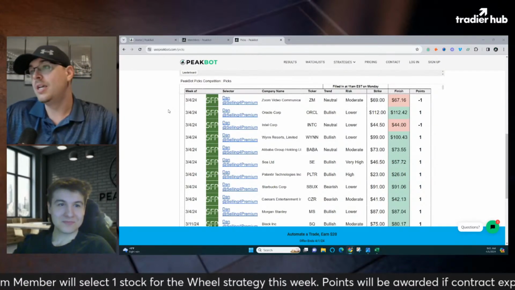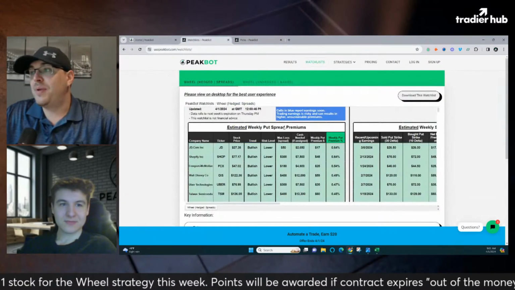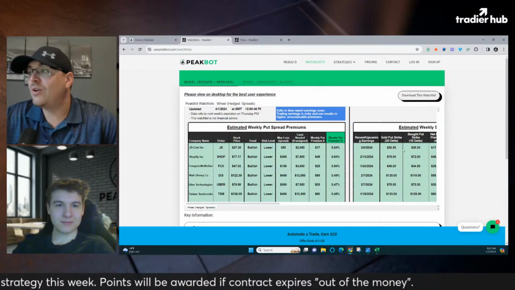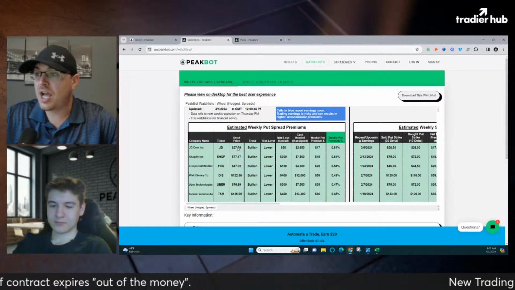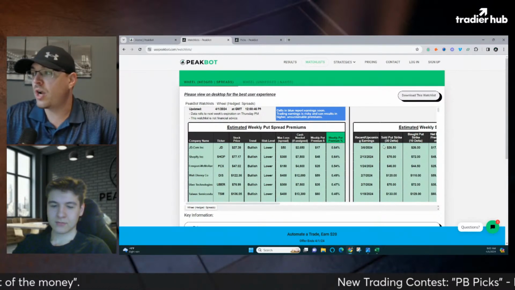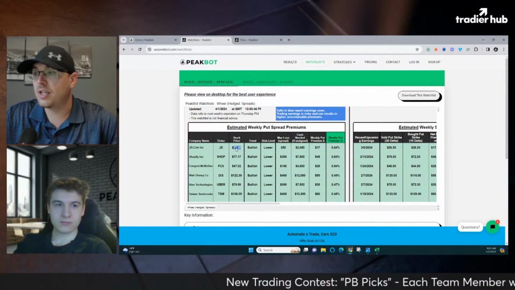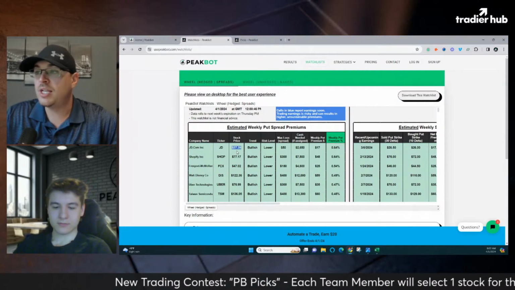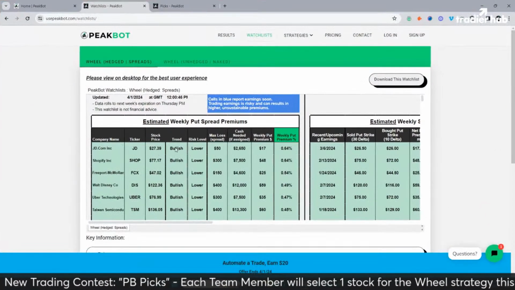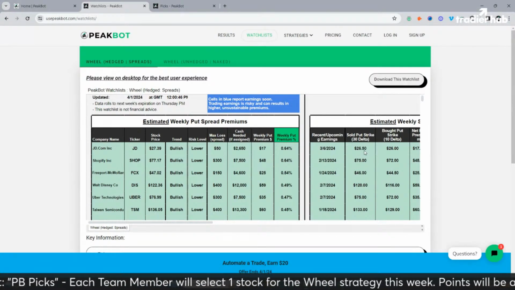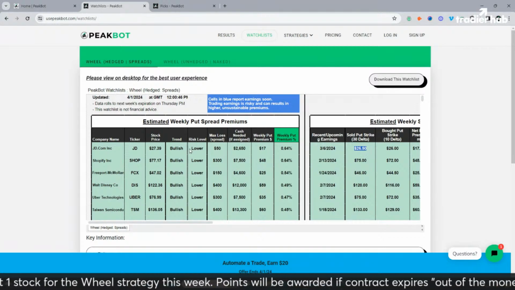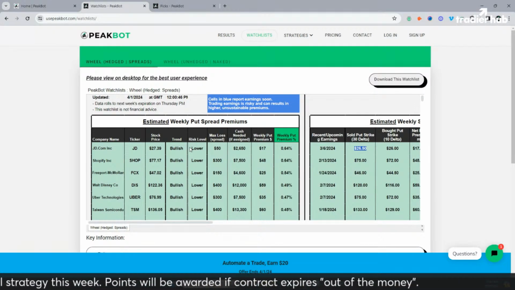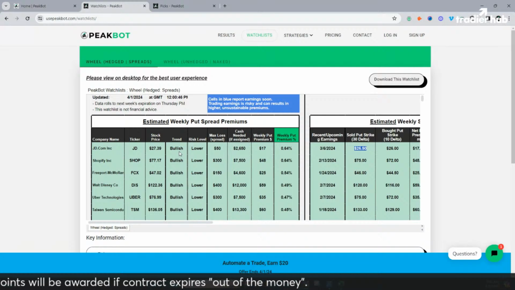The whole idea is you go to our watch list and pick stocks that you believe are going to finish out of the money. Put contracts, these put credit spreads. You're looking at the stock price and your sold strike price. Let's take JD for example. If you think JD, trading at 27.39, is going to stay above 26.50 at the sold put strike this week, then enter it. You tweet hashtag PeakBot Picks and mention the stock. You can choose between 3 to 10 per week.